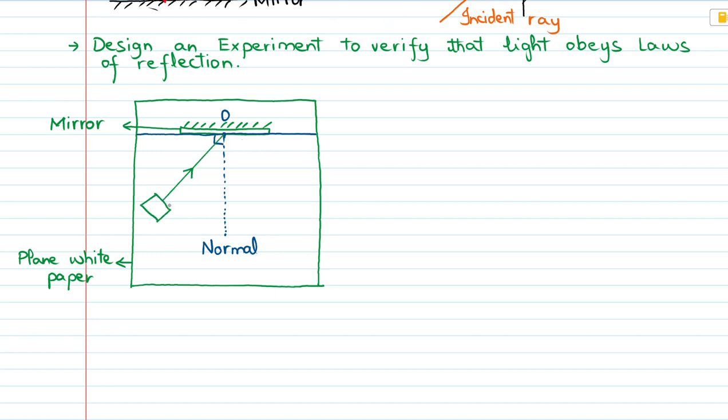This is the incident ray of light and this is the ray box. So this ray box produces this single ray of light. So this is the incident ray. Mark your incident ray as AO. Now, when this ray of light is incident on the mirror, it will reflect back. So this is the reflected ray.